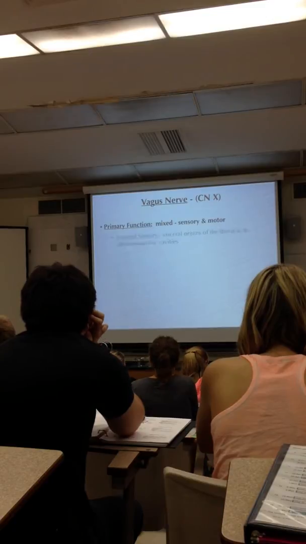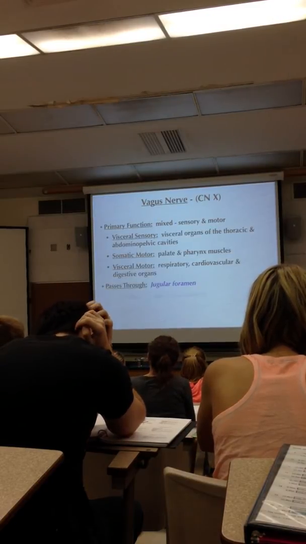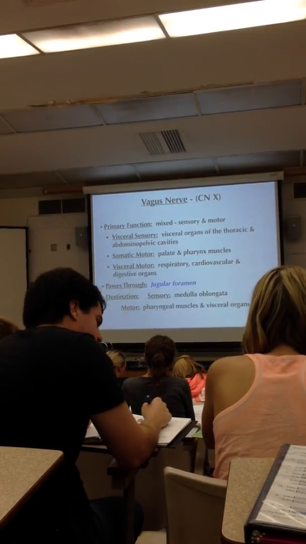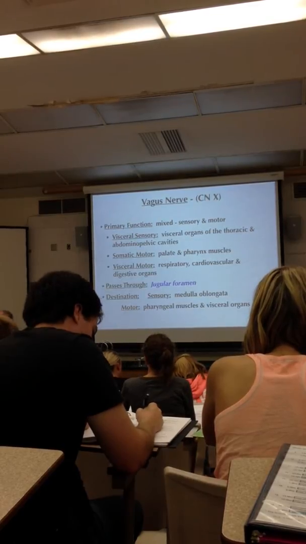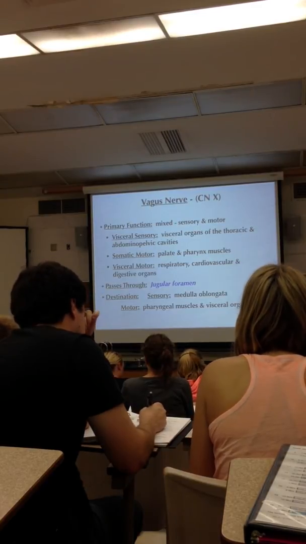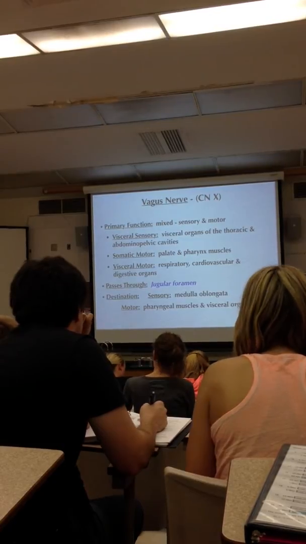Number 10, vagus nerve. Mixed, but this nerve you really want to understand a little bit. We'll look at it closer in autonomic. This nerve travels real far. This carries 80% of what we call the parasympathetic system, which is part of the autonomic nervous system.